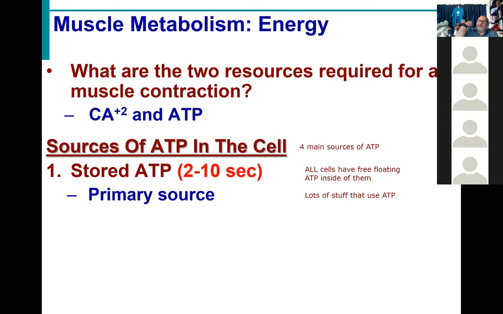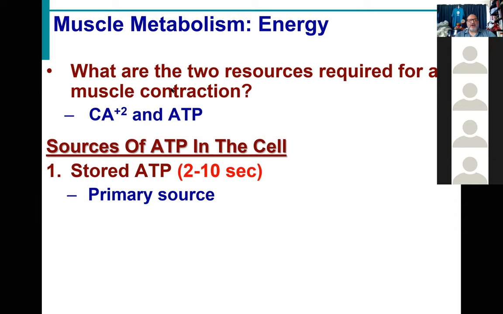So I'd contract that muscle 1,001, 1,002, and then it would fail because I would be out of ATP. And is that how long you can contract your muscles for? Can every single one of the muscles in your body only be contracted for 10 seconds at the most? And then that muscle just fails on you? No, of course not. So luckily, we have other ways of getting energy for the muscle cell.